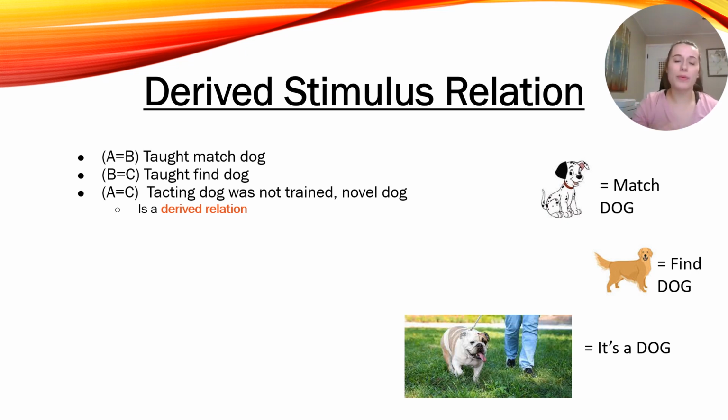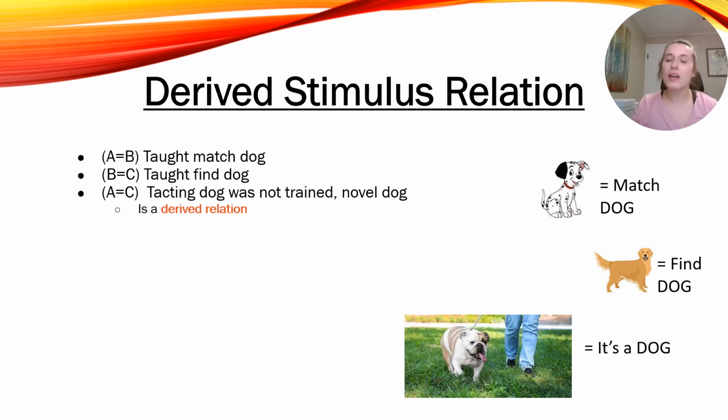So to go back up, we first started with A equals B. He was shown a picture of a Dalmatian dog in that array of 3, and he heard the SD match dog. He was taught, when I hear match dog, I'm matching this picture of a dog. And then after he met mastery criteria and was fluent in that skill, we then taught B equals C. He was then taught with a different dog and a different SD to find the dog.